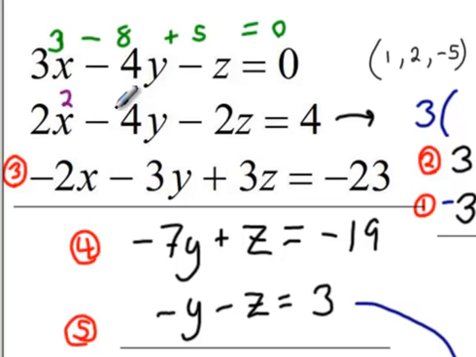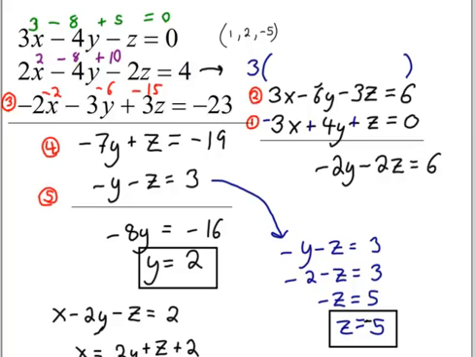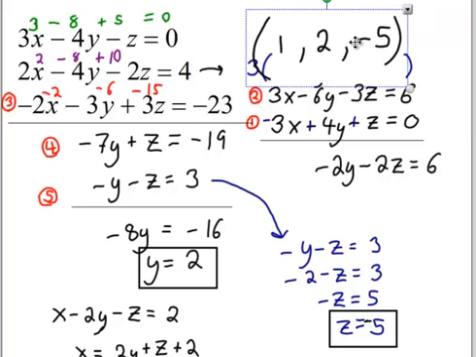2 times 1 is 2. -4 times 2 is -8. -2 times -5 is a positive 10. 10 plus 2 is 12 minus 8 is 4. So that one checks out as well. And the last one, -2 times 1 is -2. -3 times 2 is -6. And 3 times -5 is -15. -15 minus 6 is -21. -21 minus 2 is -23. All three check out. So this is my solution to my 3 equations.